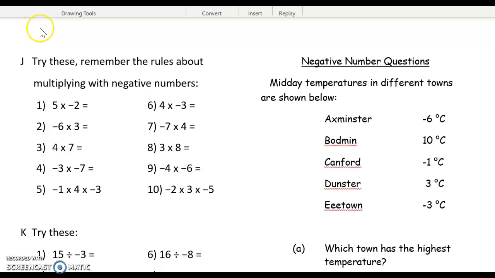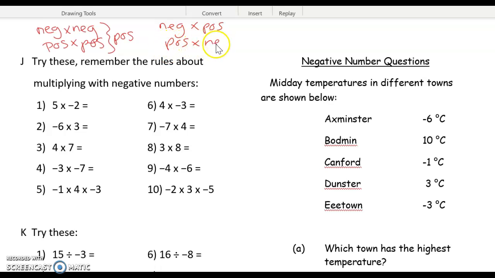So if you're doing a negative number times by a negative number, or a positive number times a positive number, your overall answer will be positive. Okay, and then if you've got a negative number times a positive number, or a positive number times by a negative number, you will get a negative answer, and that's true also for dividing.